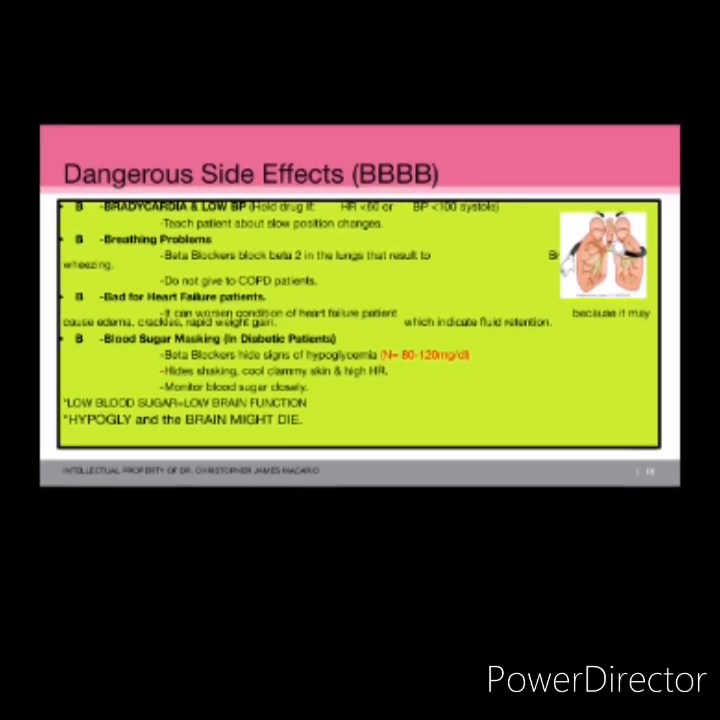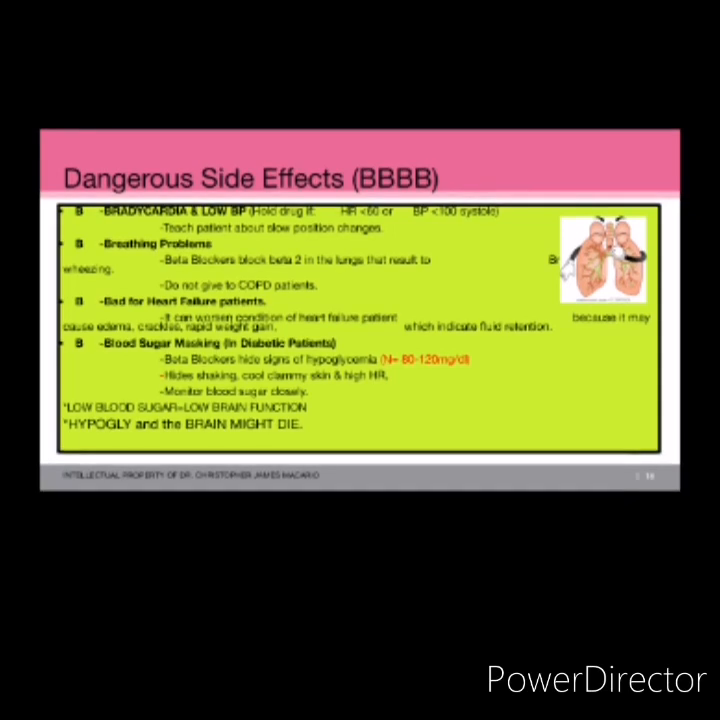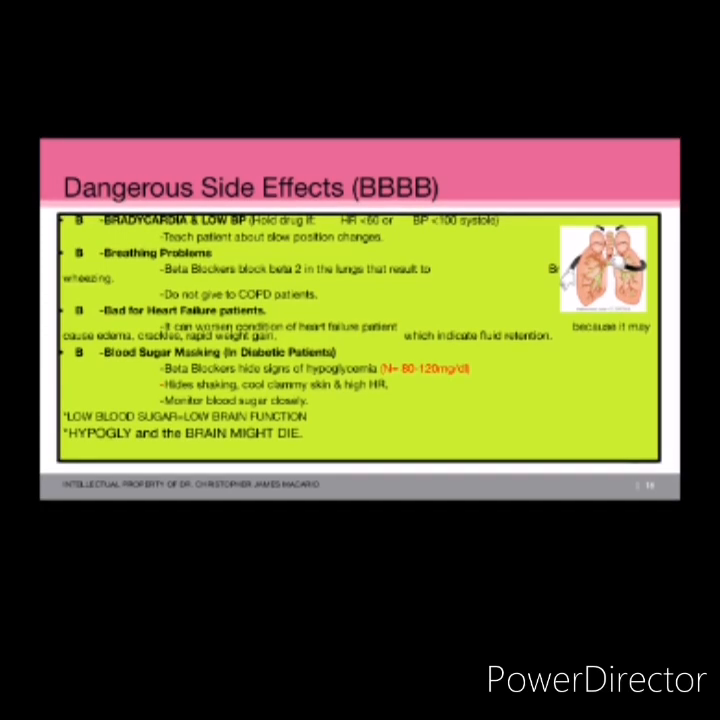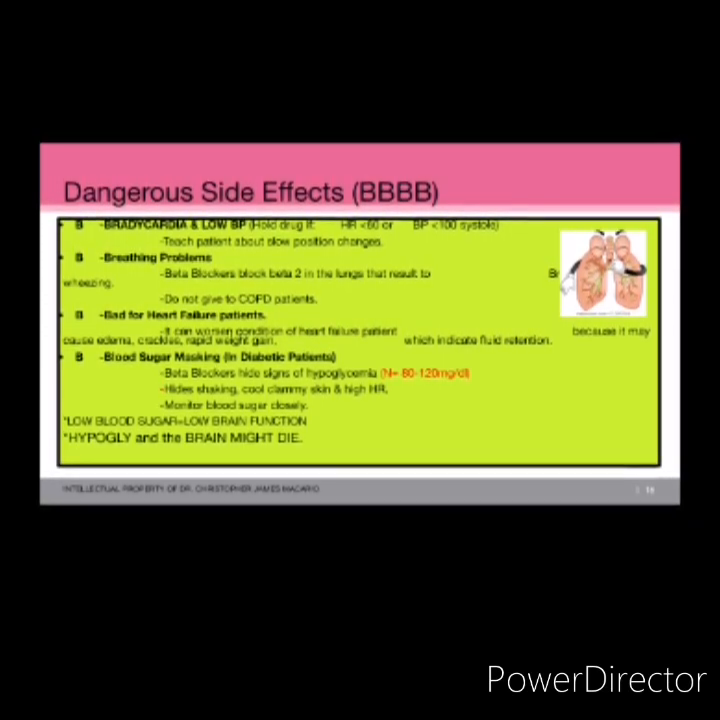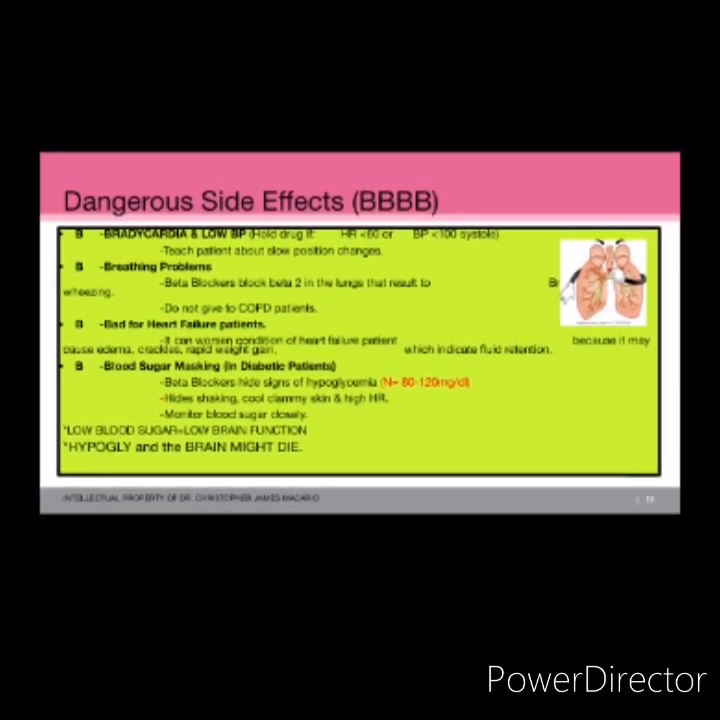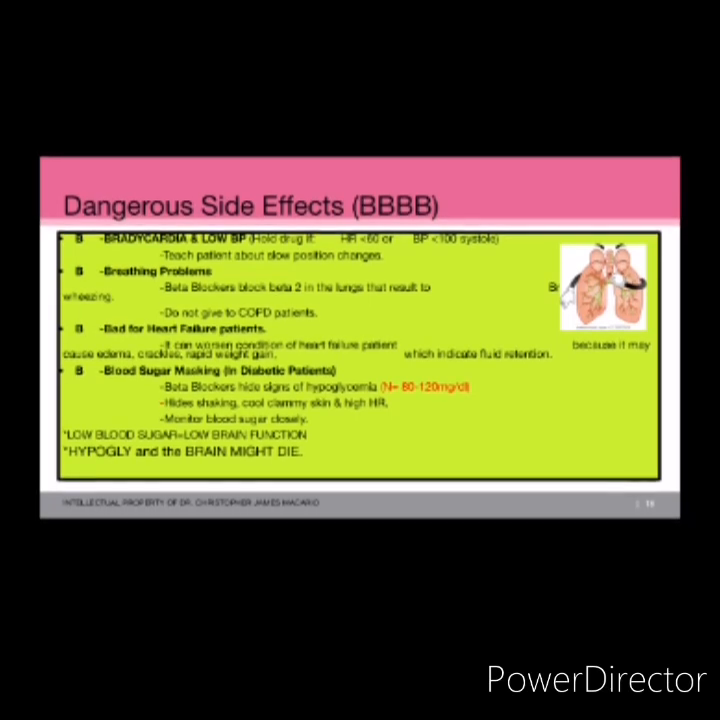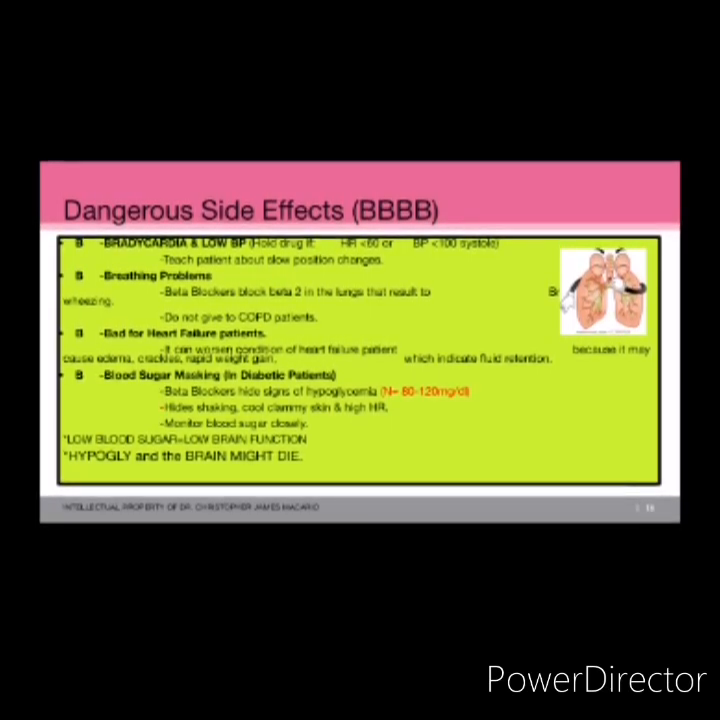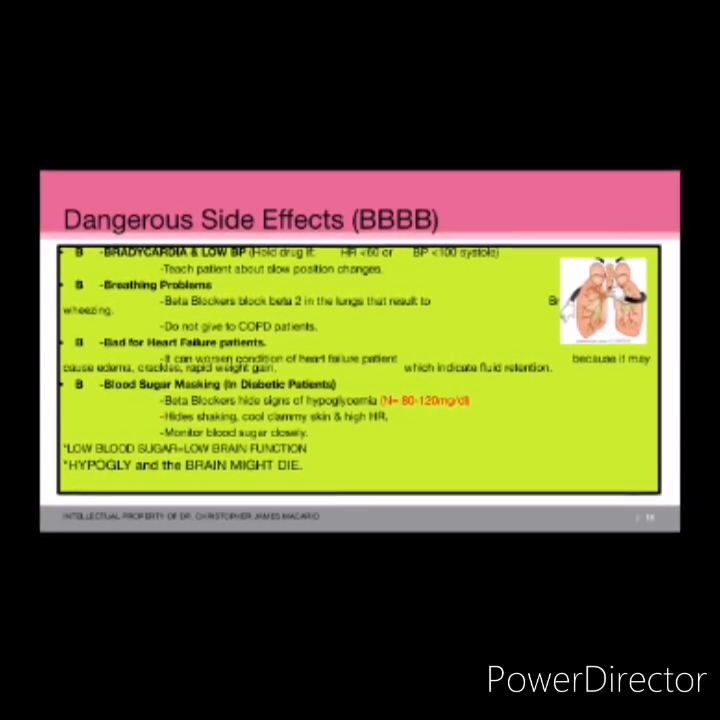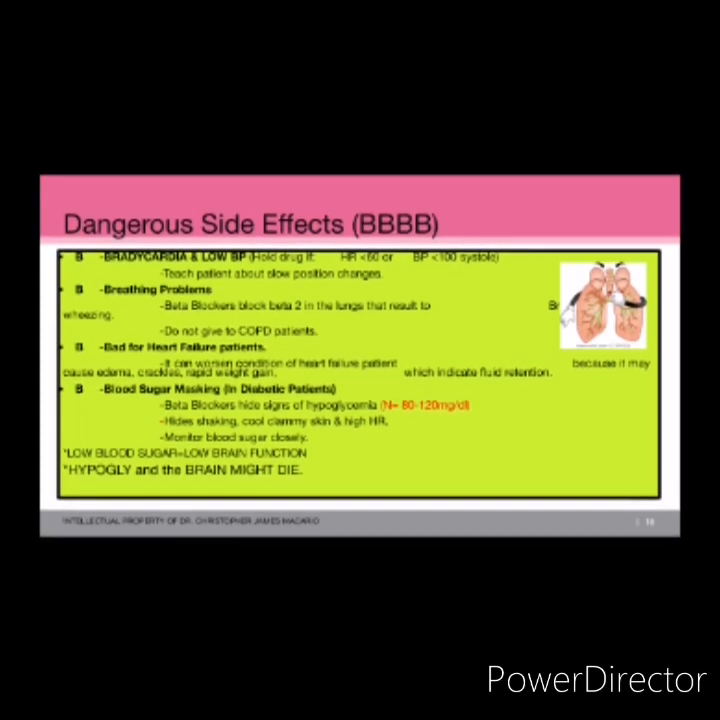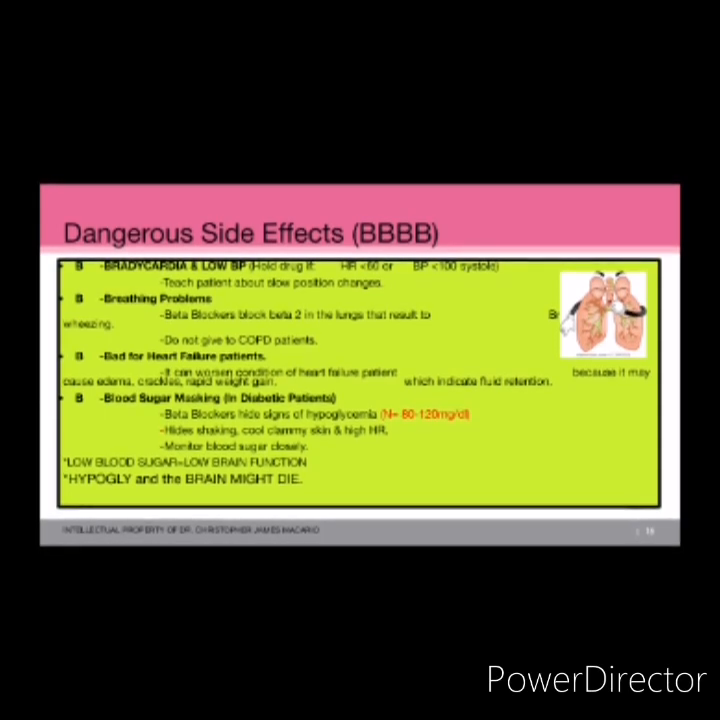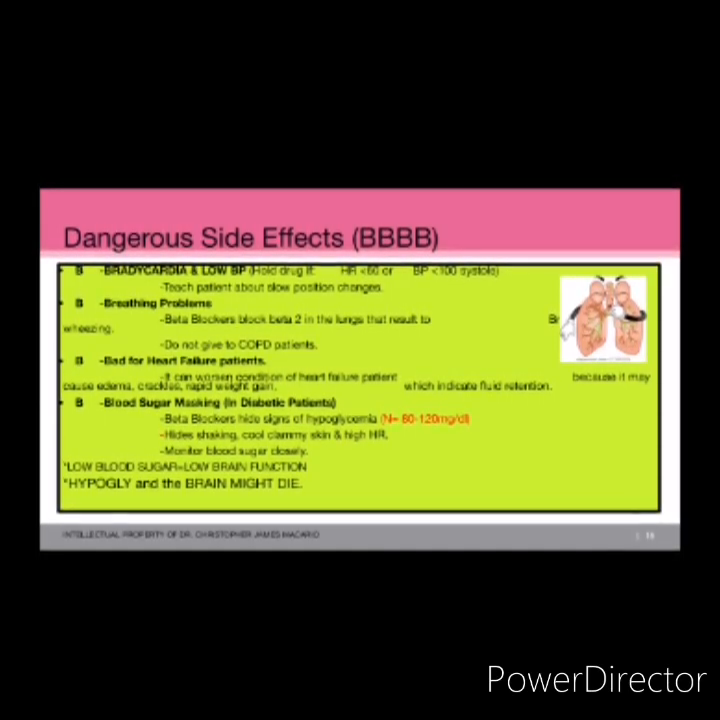Breathing problems. Beta blockers block beta 2 in the lungs that result to bronchospasm or wheezing. Nagkakaroon ng narrowed airway. Bakit? Kasi nga itong drug na to, non-selective, meaning yung effect niya sa heart maganda. However, there are side effects that need to be monitored. And because of the bronchospasm and the wheezing, we do not give this drug to COPD patients because it will worsen the COPD. Another B, it's bad for heart failure patients.